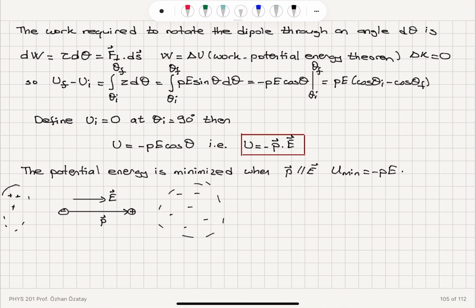at 90 degrees. And this gives me the conclusion that the potential energy is minimized when the electric dipole moment vector P points parallel to the electric field vector, when the positive charges are as close as possible to a negative charge distribution, negative charges are as close as possible to the positive charge distribution that creates this uniform electric field.